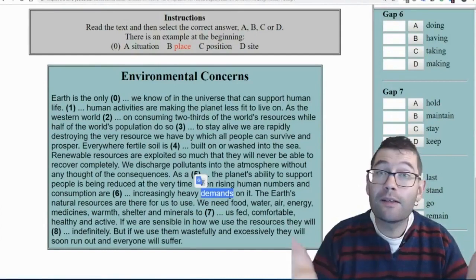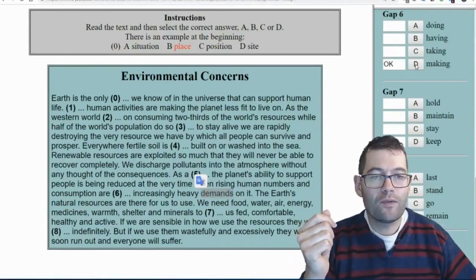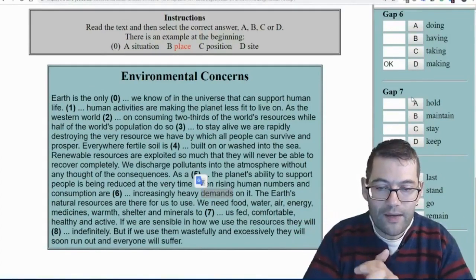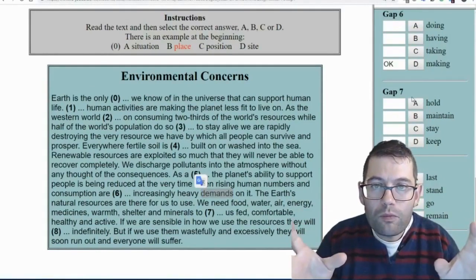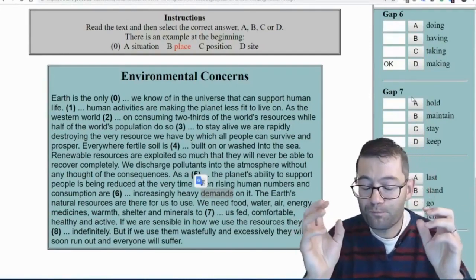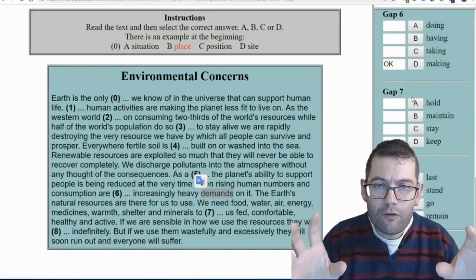Can you make a demand? Yes, of course you can. And which is why the answer for number 6 is making increasingly heavy demands on it. So with all of these open-close questions, whether it's FCE or CAE, you're always looking around the gap.